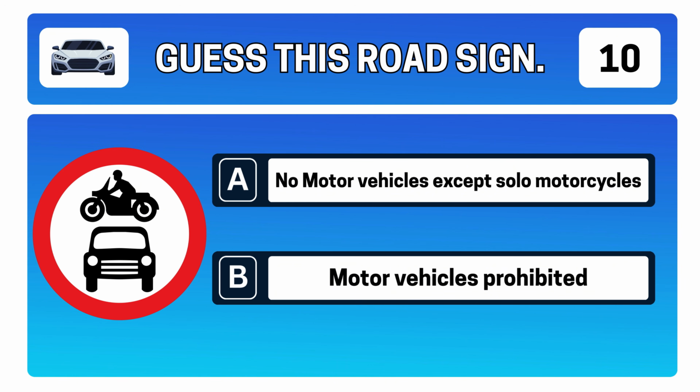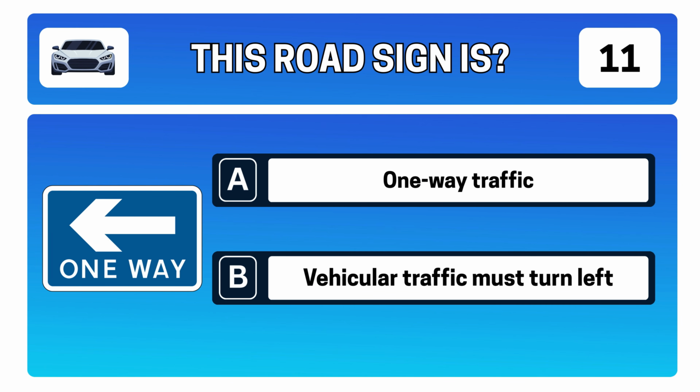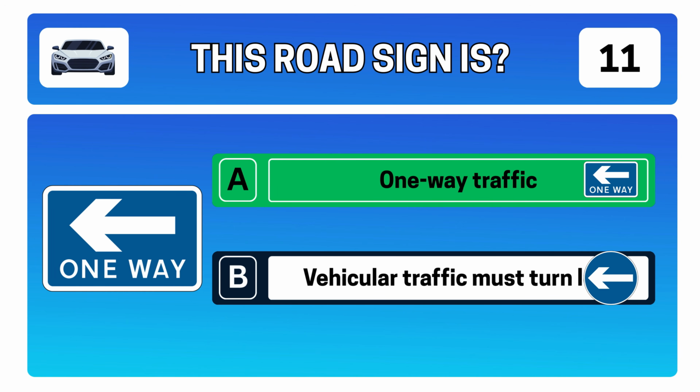Guess this road sign. A. No motor vehicles except solo motorcycles. B. Motor vehicles prohibited. Well spotted. This is the motor vehicles prohibited sign. This road sign is A. One-way traffic. B. Vehicular traffic must turn left. Exactly. This is a one-way traffic sign.